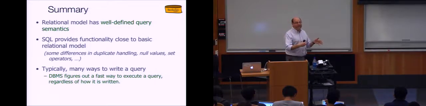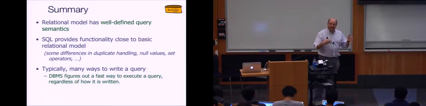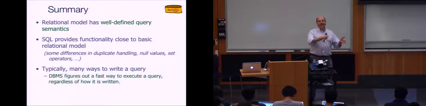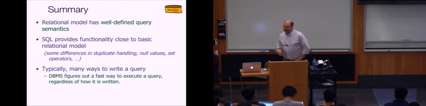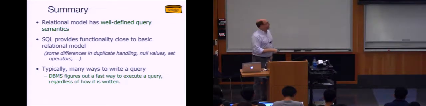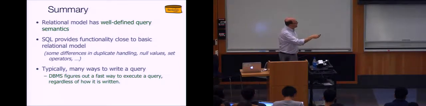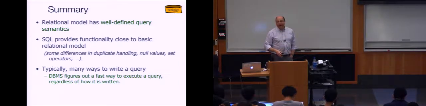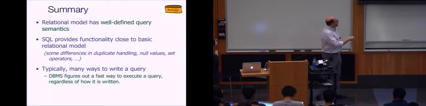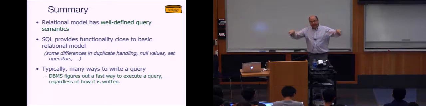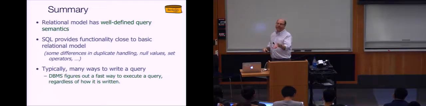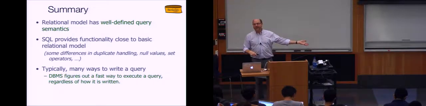So the idea behind SQL is to try to stay as close as possible to the pure relational model and then extend it where you really need to for functionality. And then the fun part, as you already have seen, is there's lots of ways to write a query, which is not really a good thing, but that's just the reality of it. And the good news is it's up to the database system, the underlying software, to say, okay, given a query, how do I turn that into something that runs quickly?